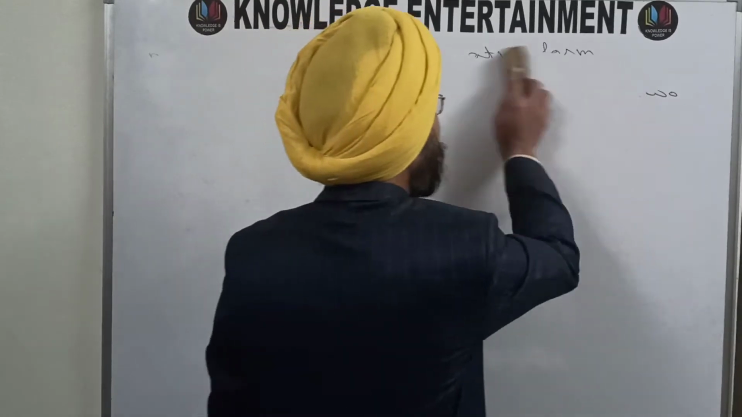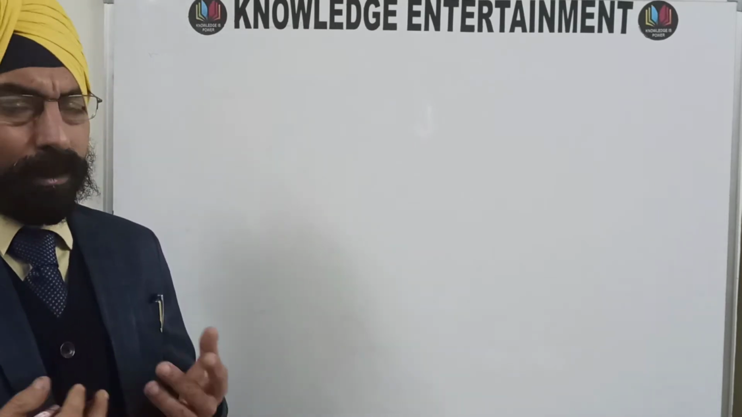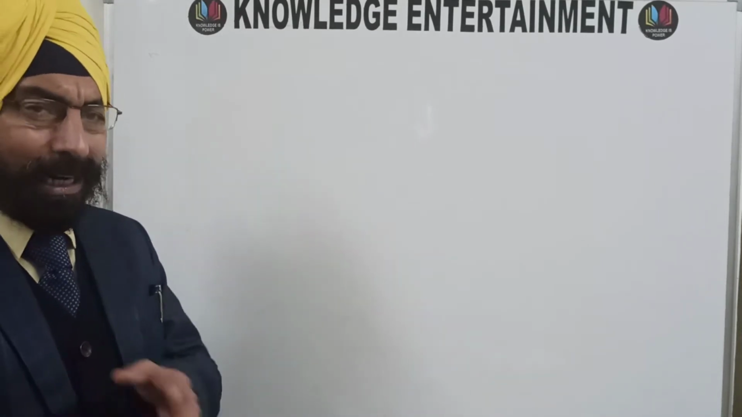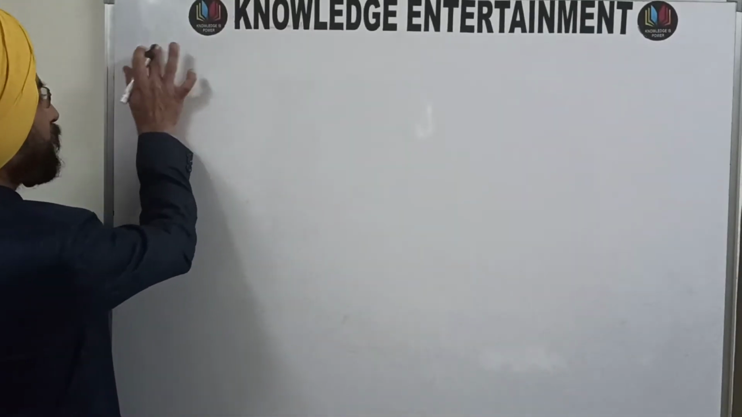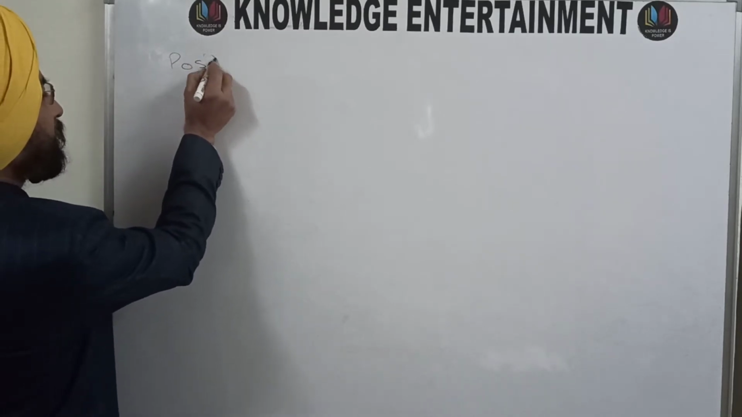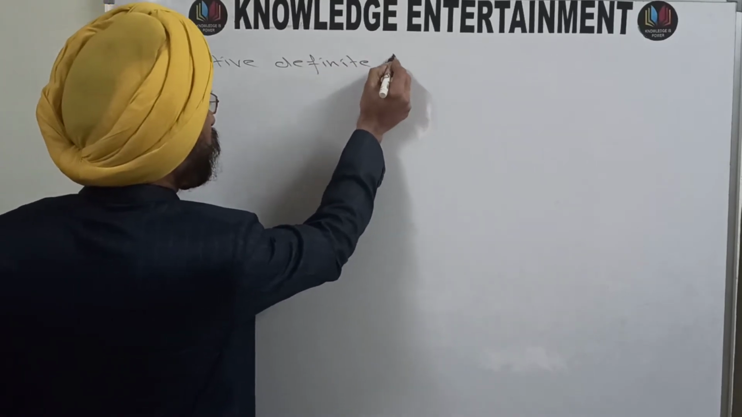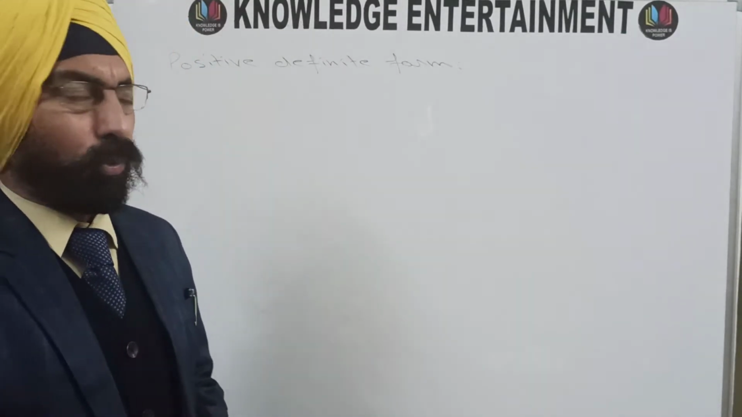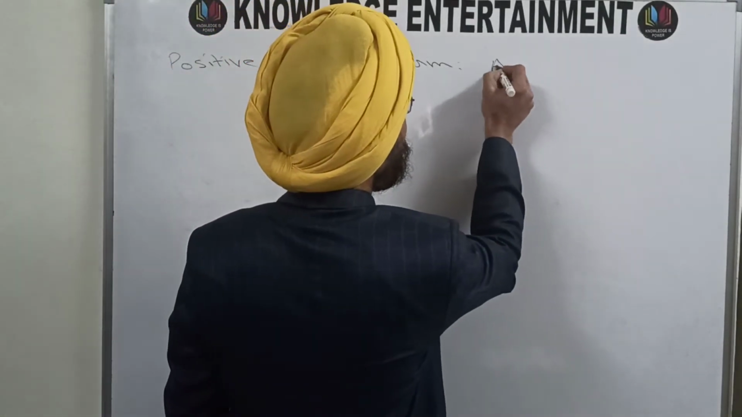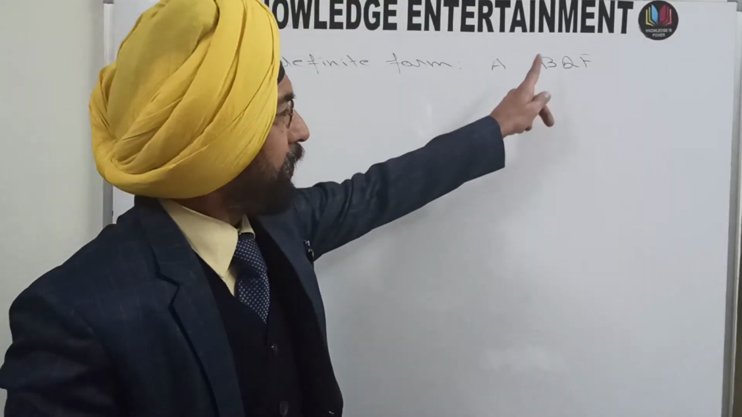Now there are many types of binary quadratic forms. Some are positive definite forms, some are negative definite forms, some are zero forms, some are indefinite forms. So let us see what these types of binary quadratic forms are. First of all, I am going to define positive definite form. It is a type of binary quadratic form. I am writing BQF in short for binary quadratic form.